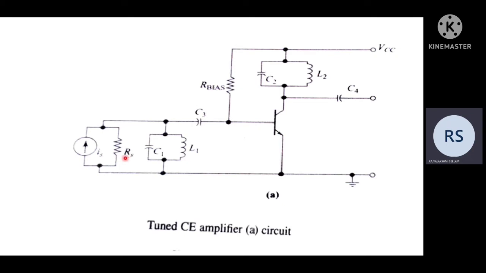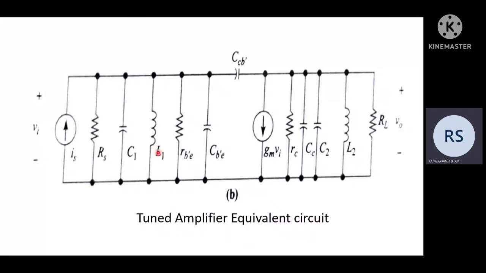In the hybrid pi equivalent circuit, RB dash B is negligible. Here we have CCB dash, which is the collector to base capacitance. We have RB dash E, which is the input resistance, and CB dash E, which is the base to emitter capacitance.